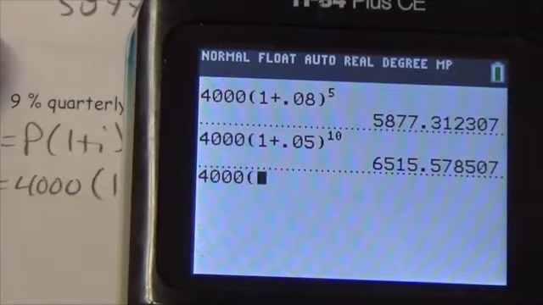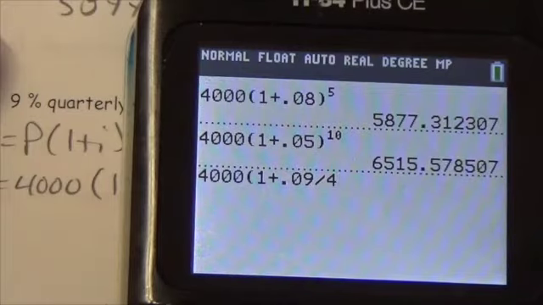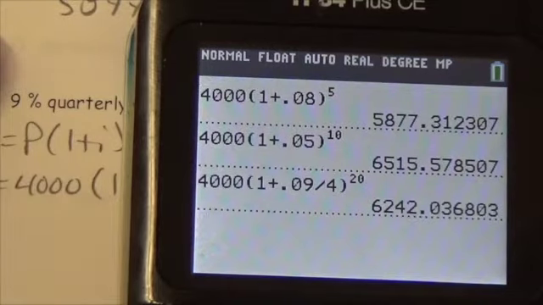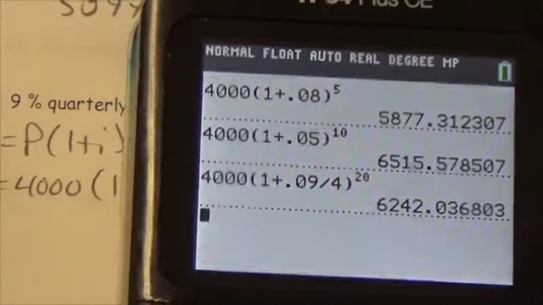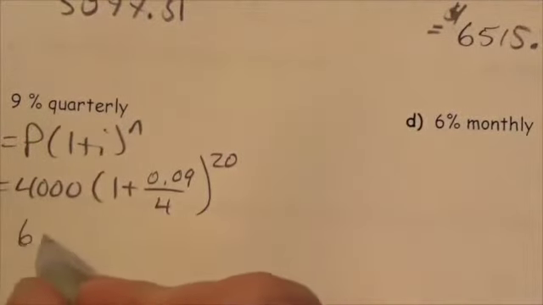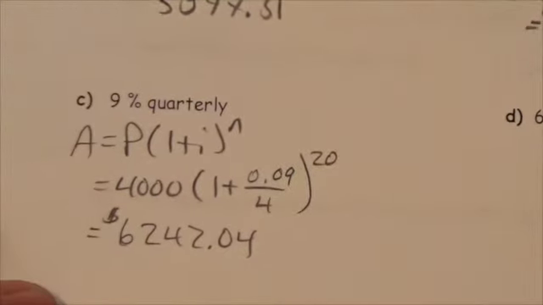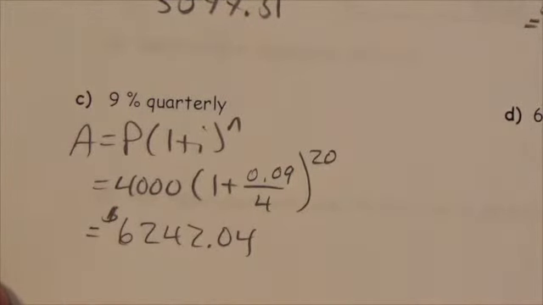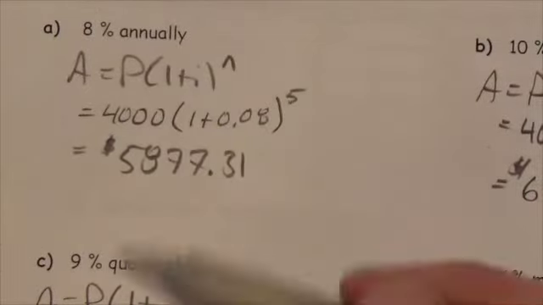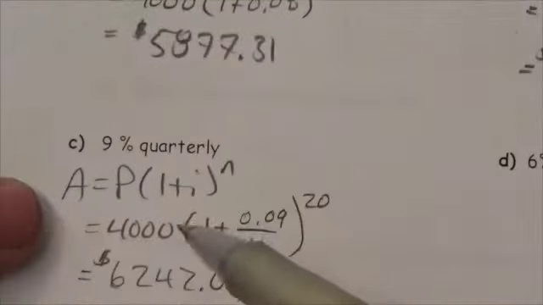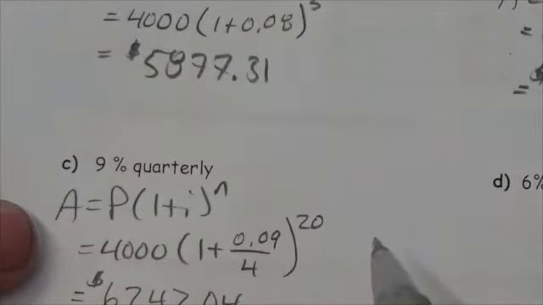4,000 times 1 plus, I'm just going to let the calculator do it this time, 0.09 divided by 4, and raise that to the exponent 20 for 20 compounding periods. $6,242, and just a little bit here, $6,242, and what did I get? 4 cents. Oops, sorry, you can't see that. Okay, so, I mean, a little bit more. I mean, the interest increase here was just 1%. But that's a substantial increase when I compound it quarterly there.